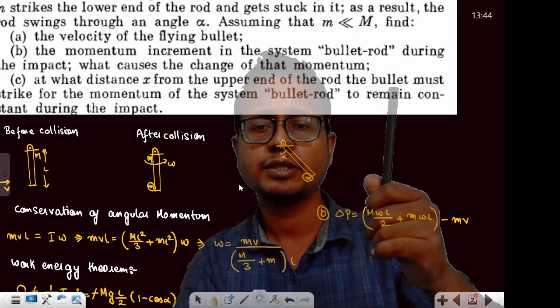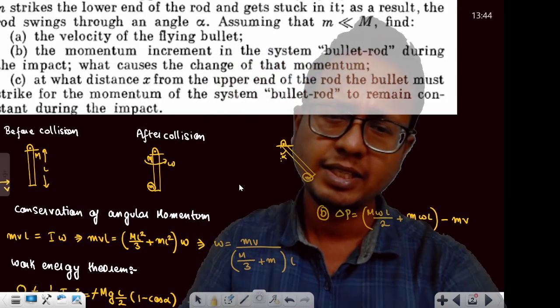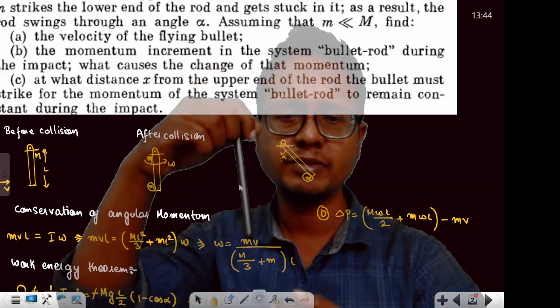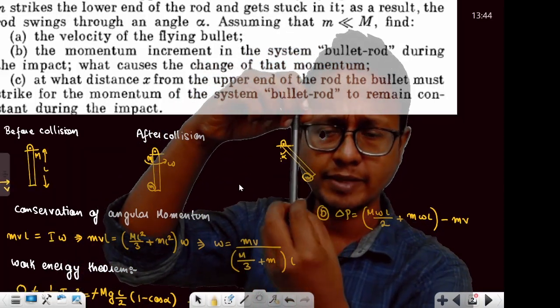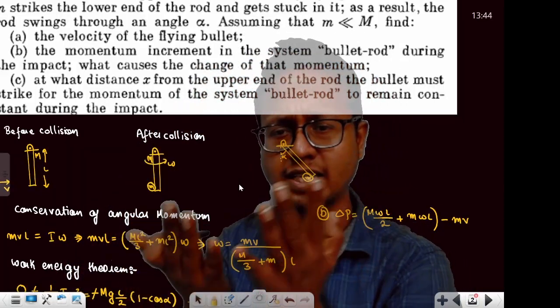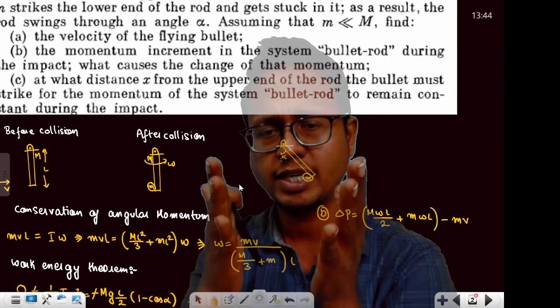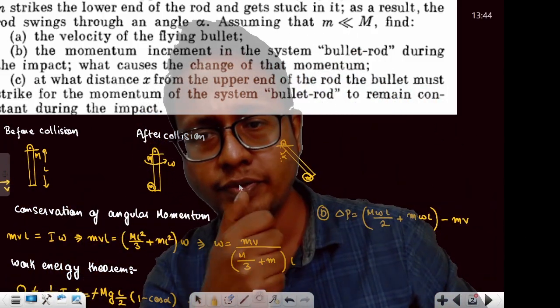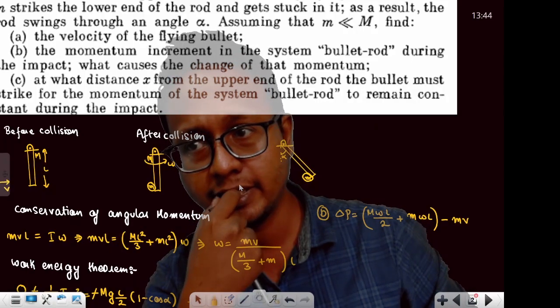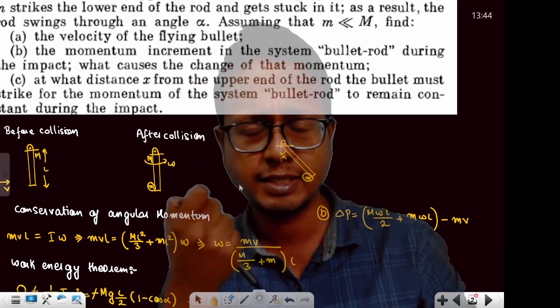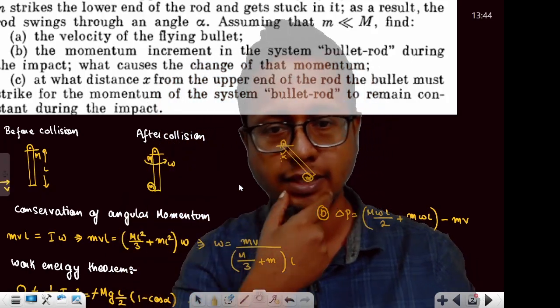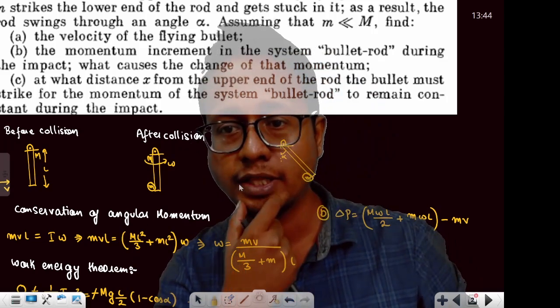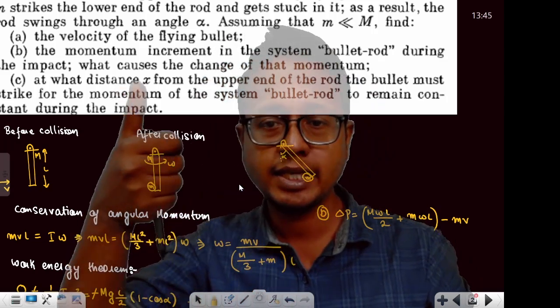The second part of the question: what causes the change of that momentum? This is a very theoretical question. Change in momentum is caused due to the interaction of force. So elastic collision is there, inelastic collision is there, and somewhere in between elastic and inelastic collision the coefficient of restitution goes from 0 to 1. If you want to understand that theory, it's better if you go through the book of Wesley and Hilligan. It's explained in a very detailed manner.